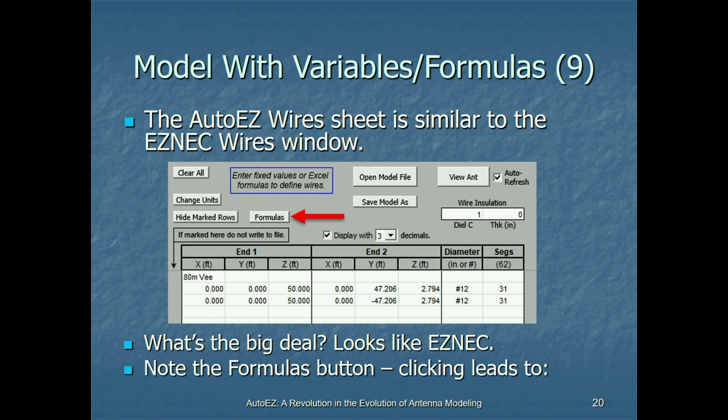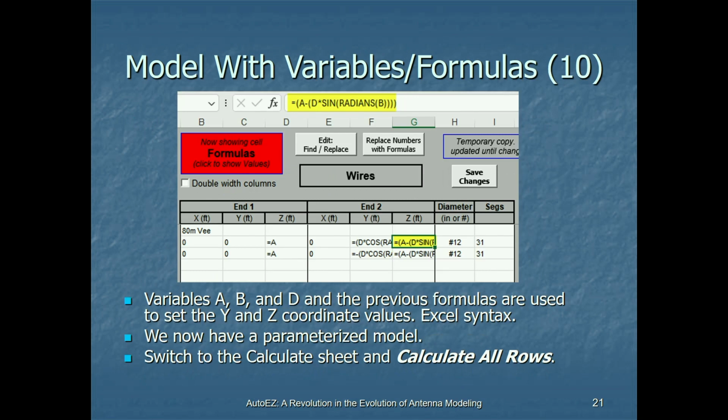So of course, at this point, you could say, Greg, what's the big deal? This just duplicates EZNet. You're wasting my time, buddy. Okay, but notice that little formulas button with the red arrow. So if we click on that, now we go to a version of that same sheet, but we're in formula mode, and there's that big red cell there to tell us that. Now what we can do is put our formulas and variables, and formulas with variables, into the cells in the spreadsheet.